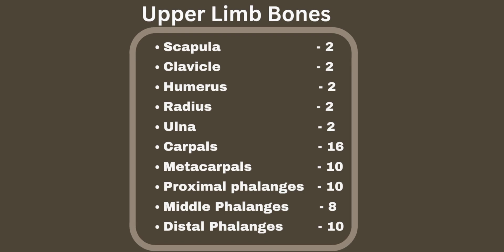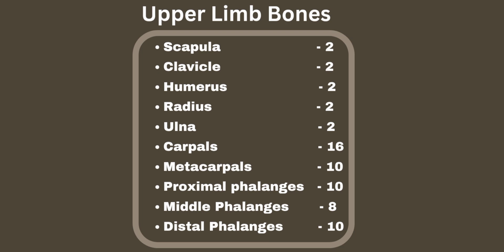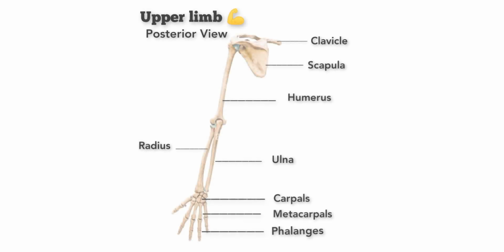Upper limb bones: scapula 2, clavicle 2, humerus 2, radius 2, ulna 2, carpals 16, metacarpals 10, proximal phalanges 10, middle phalanges 8, distal phalanges 10. This is the posterior view of the upper limb. Scapula is called the shoulder blade, clavicle is the collar bone, humerus is the arm bone, radius and ulna are the forearm bones, carpals and metacarpals are palm bones, fingers are made up of proximal, middle and distal phalanges.